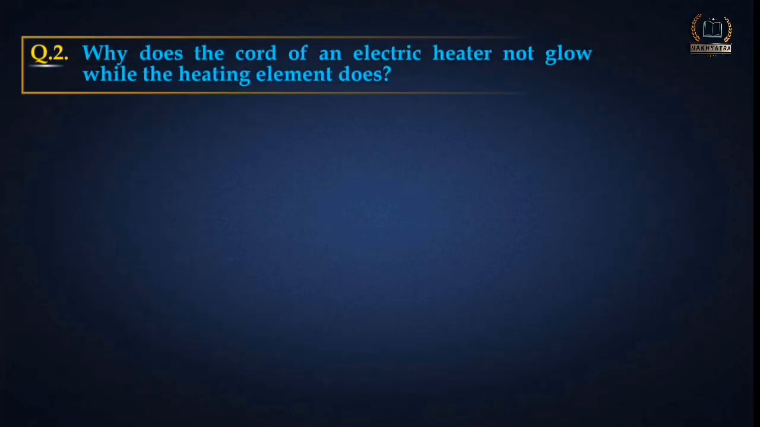All right, now moving to the last question of this lecture: why does the cord of an electric heater not glow while the heating element does? The heating element glows, but the cord of the electric heater does not glow. Why?